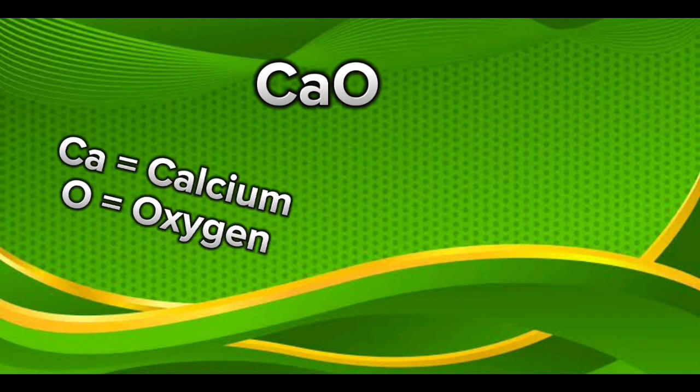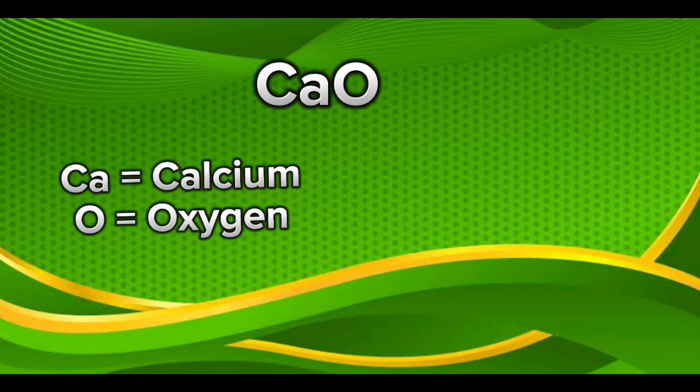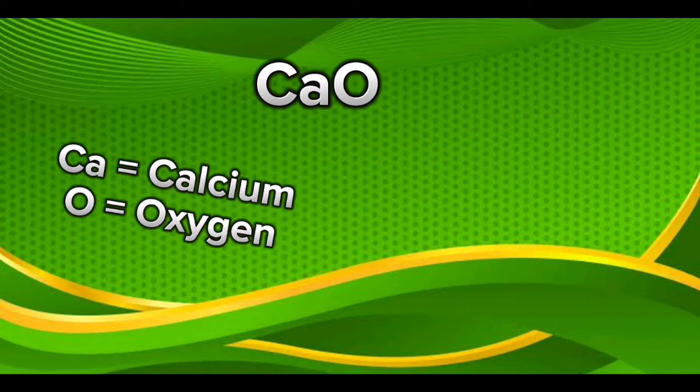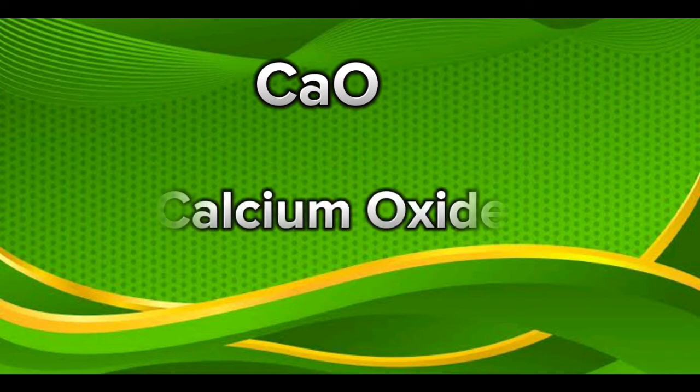Now it is also applicable to this, CaO. The first element is calcium, the second is oxygen, so I'm going to pronounce the name of the first element in full and then I'll shorten the last one by adding IDE. So this is going to be calcium oxide.